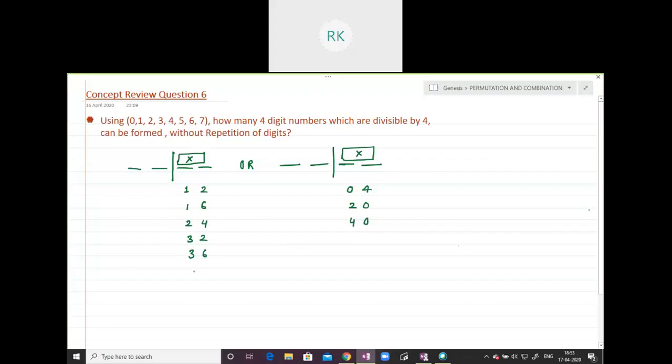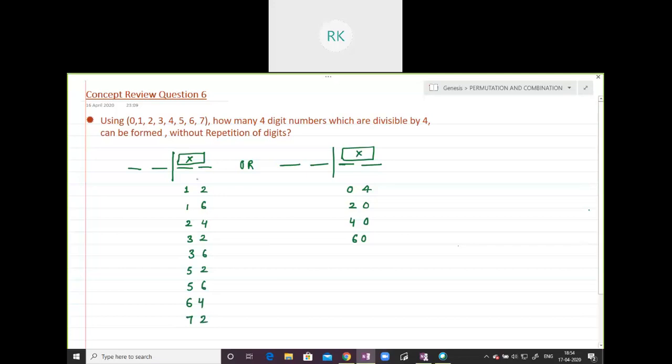4, 4. No, not possible. Not repetition. 5, 4, 4. Then 5, 2. Yes, 5, 2. And 5, 6. Yes. 6, 0. Yes. Now, what about 6, 4? Possible. 6, 6, 4 also possible. 7, 6, 4, 6, 8. No, 7, 2. Yes. I'll stop myself because I'll get more than 80 now. 8 digits is not there. Out more than 7 is not given.